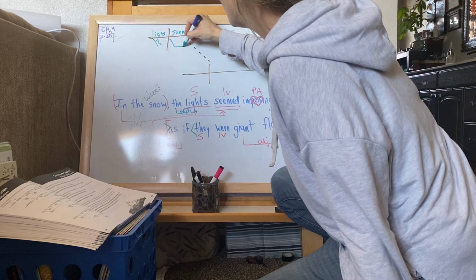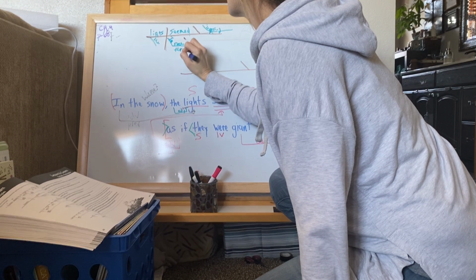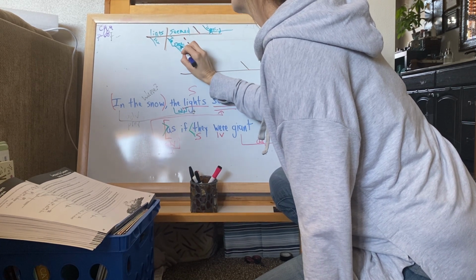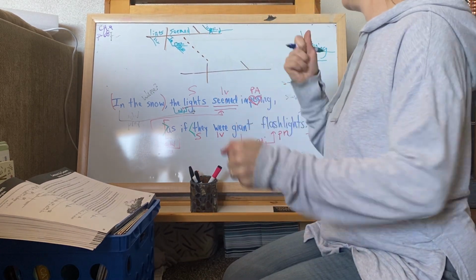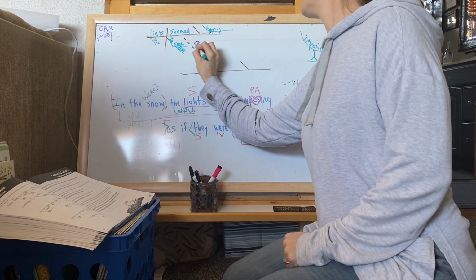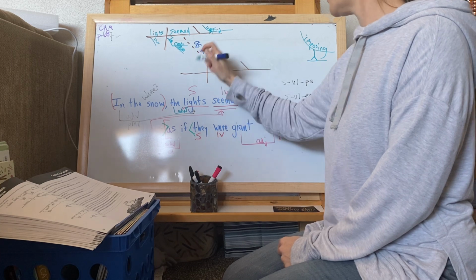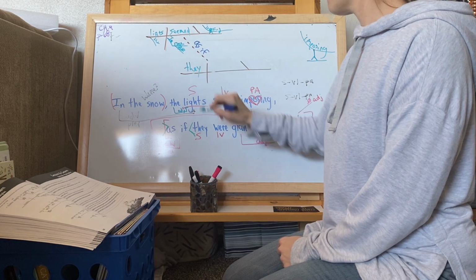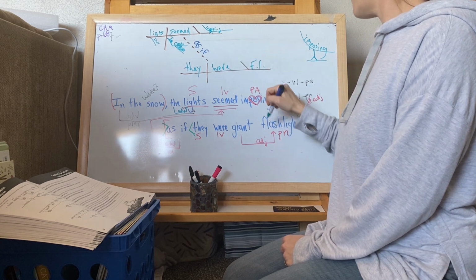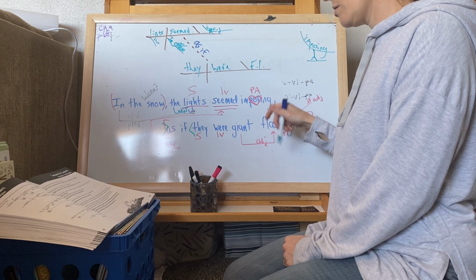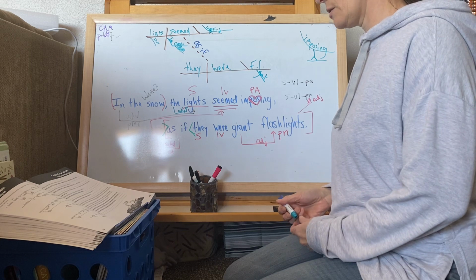As if. Well, we have in. In the snow. As if. Now we have our subject and linking verb. They were flashlights. Flashlights. Giant. We have it all?